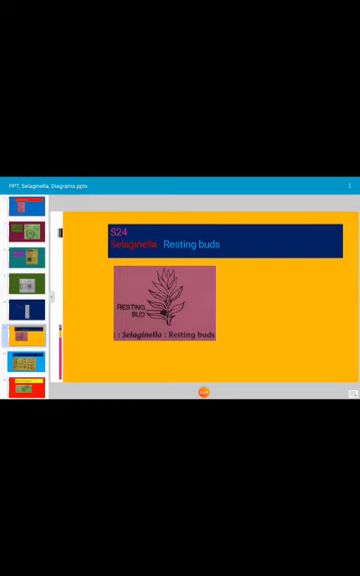Resting buds are a vegetatively propagating organ formed in the mature branches of the Selaginella, and these resting buds detach from the parental plant and grow into a new plant in favorable environmental conditions.